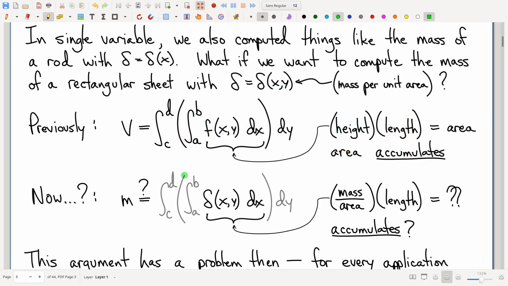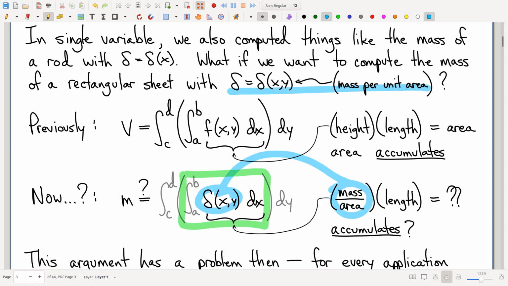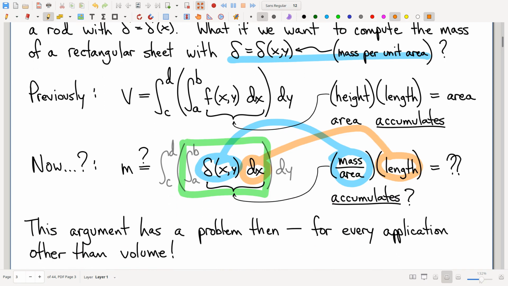Let's look at this inside integral, keeping in mind that we have our density, which is mass per unit area. Don't forget, right? Mass per unit area. And looking at this inside integral, apparently the first thing I'm doing is multiplying it by length, right? Just like previously. And now I ask, what is this thing? What is mass per unit area times length? I don't know. That's not a thing. The purpose of mass per unit area is to multiply by areas, which I am not doing. So I don't know what this is.